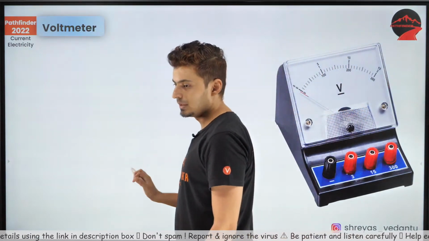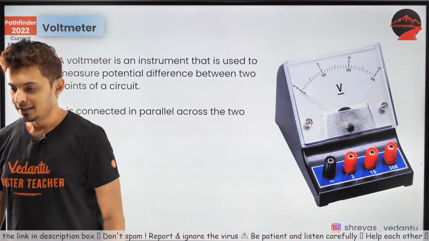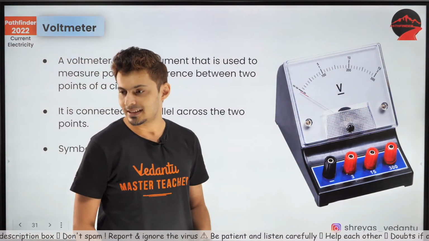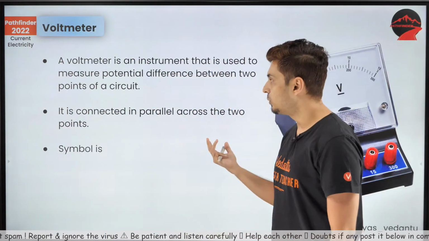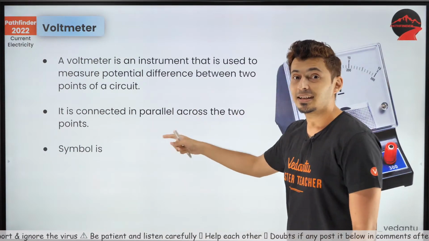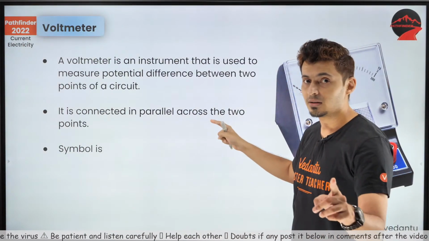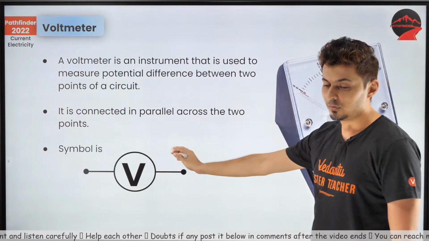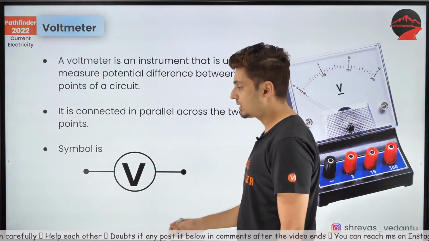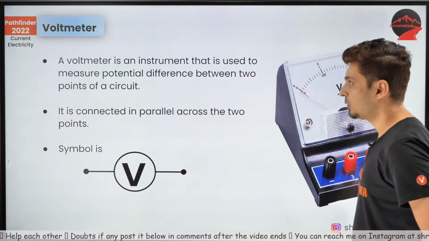And let's talk about the voltmeter. Now, like the name suggests, it's used for measuring voltage. This is connected in parallel. Please keep this in mind. It's not connected in series, it's connected in parallel, and the symbol is this one, the big V with a circle and those two dots with those lines. That's the symbol for the voltmeter.